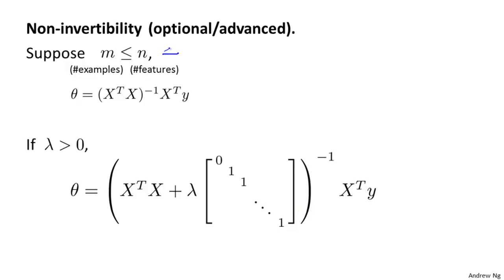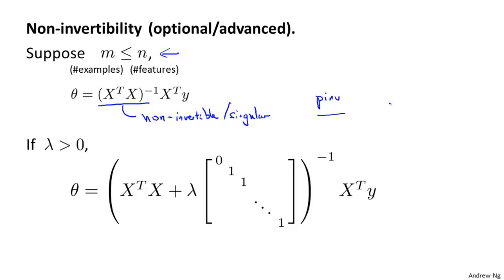Now, consider a setting where m, the number of examples, is less than or equal to n, the number of features. If you have fewer examples than features, then the matrix X transpose X will be non-invertible, or singular, or the other term for this is that the matrix will be degenerate. If you implement this in Octave and use the pinv function to take the pseudo-inverse, it'll kind of do the right thing, but it's not clear that it'll give you a very good hypothesis, even though numerically the Octave pinv function will give you a result that makes sense.